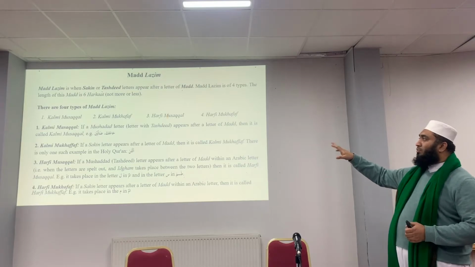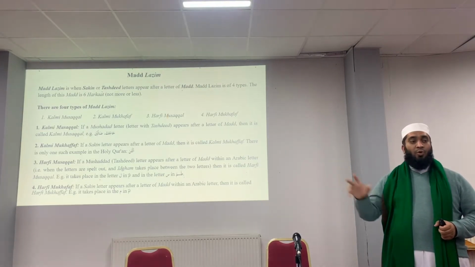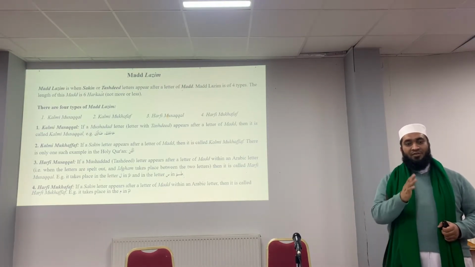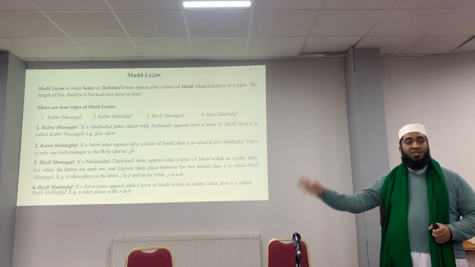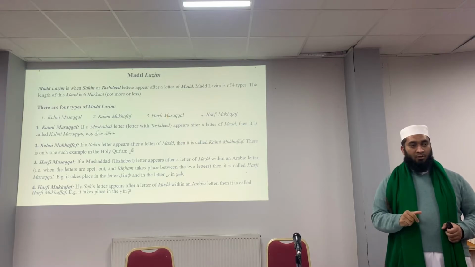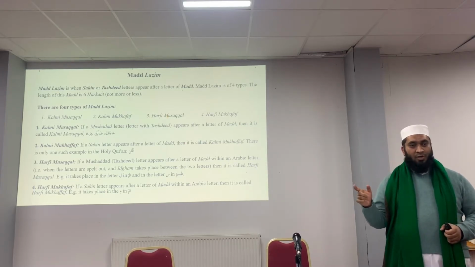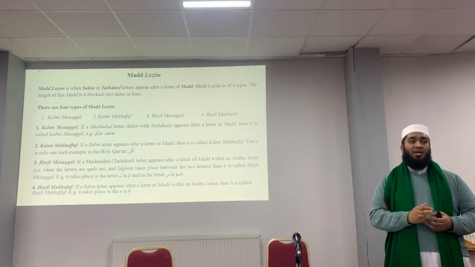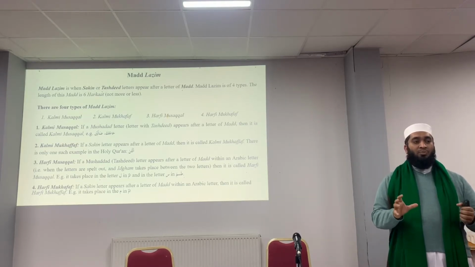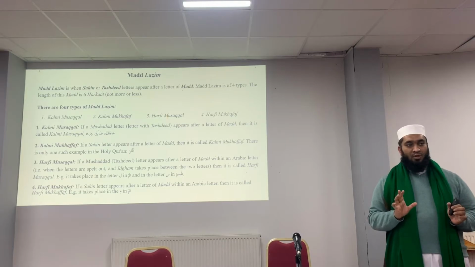Now we are saying madde lazim becomes when you find a sakin after a letter of mad, or if you find a tashdid after a letter of mad. So we know sakin, we know tashdid. Whenever you see a sakin or tashdid after a letter of mad, this mad is known as madde lazim.